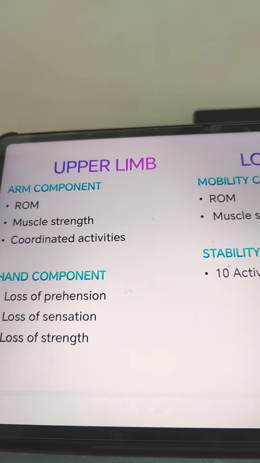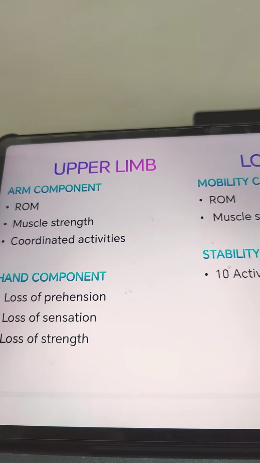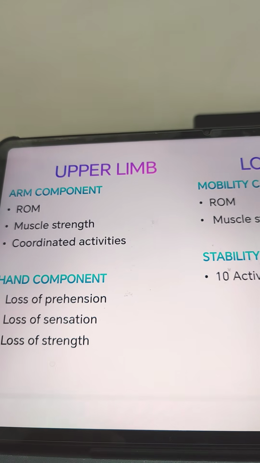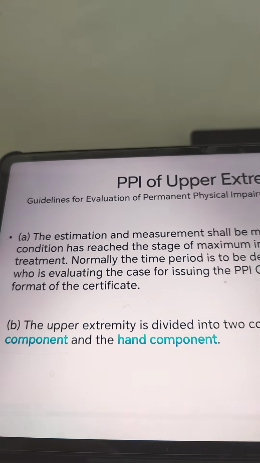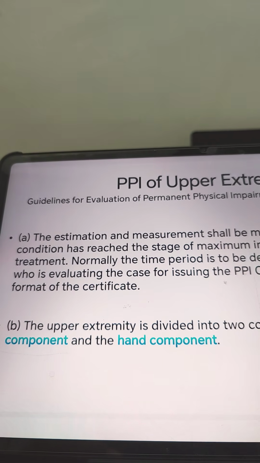Upper limb: arm, ROM, muscle strength, coordinated activity. Hand: loss of prehension, sensation, strength. Lower limb: mobility component, ROM, muscle strength, stability component. PPI of upper extremity.